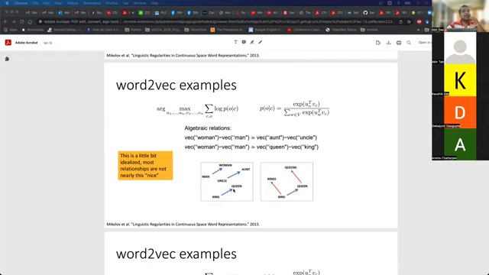As I said, this is not always as nice, because proximity does not always mean linear algebraic relationships. But yes, these are again some very cherry-picked examples, and this has been shown.